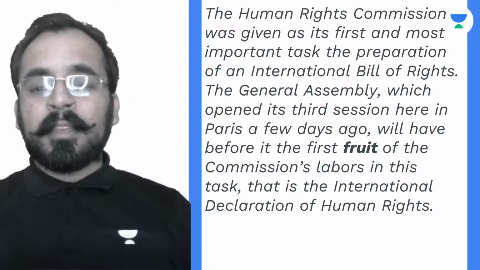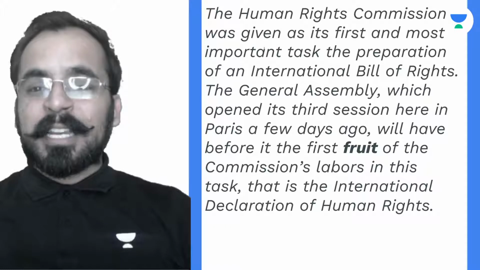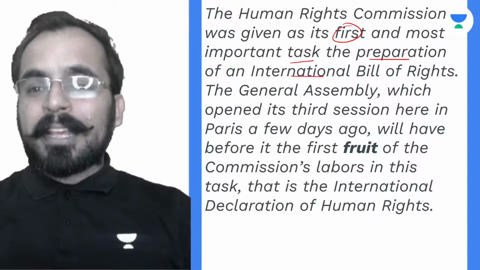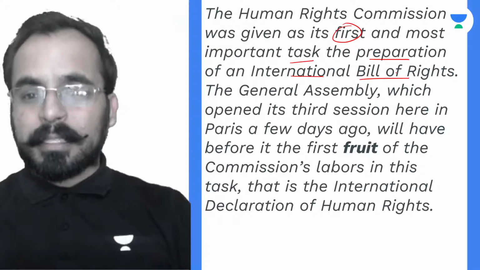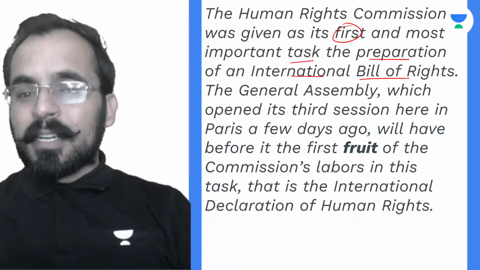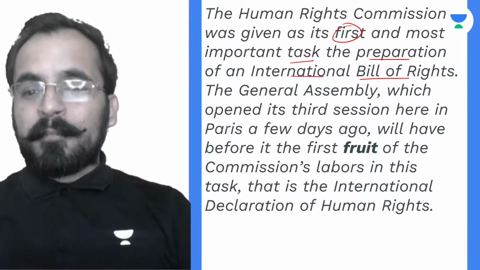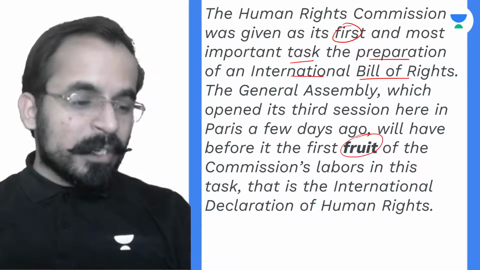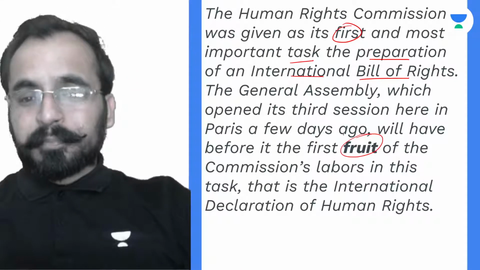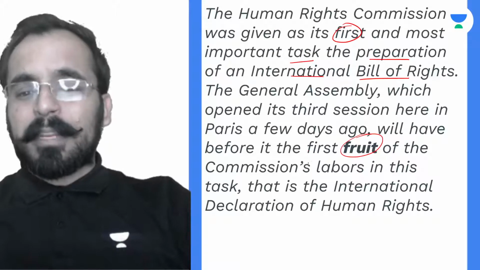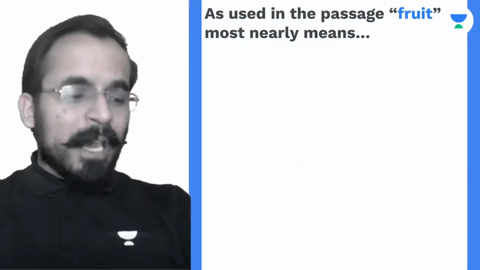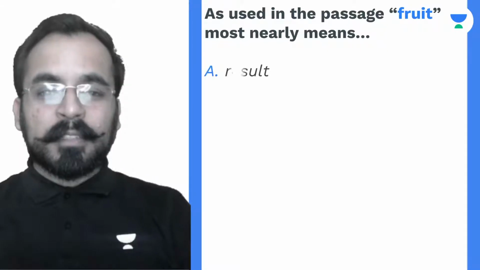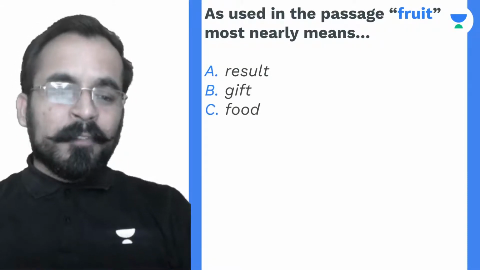Next is, the Human Rights Commission was given as its first and most important task the preparation of an international Bill of Rights. So this was their first and most important task. The General Assembly, which opened its third session here in Paris a few days ago, will have before it the first fruit of the Commission's labors in this task. What is a fruit here? So she says it will have before it the first fruit of the labor in this task, that is the International Declaration of Human Rights. So as used in the passage, fruit most nearly means: to bear the fruit, to have the fruit, result, gift, food, or growth.